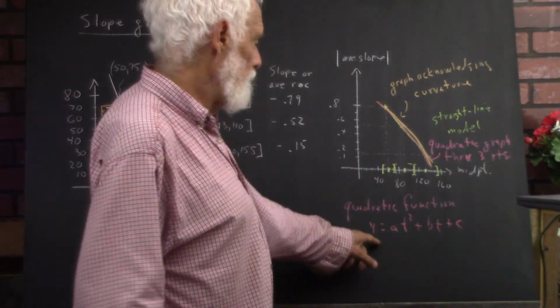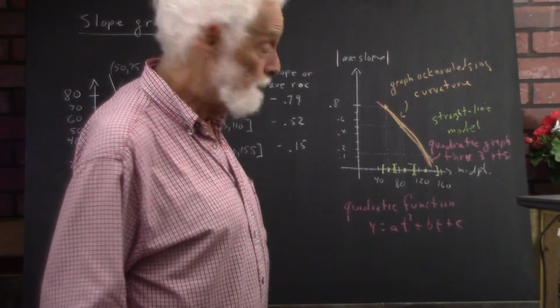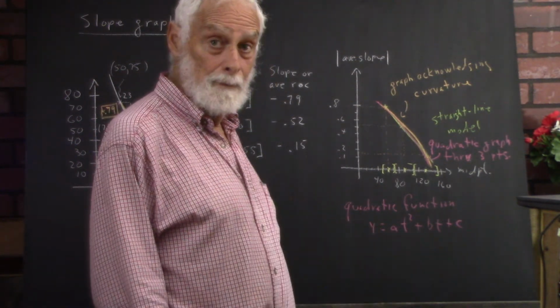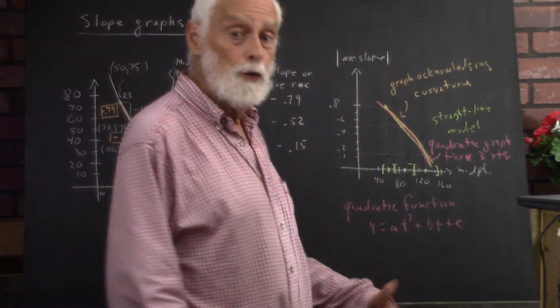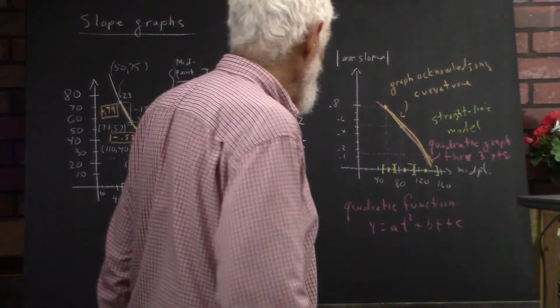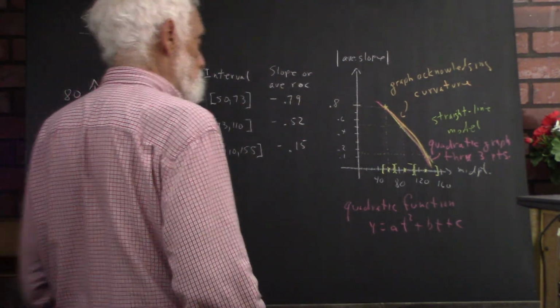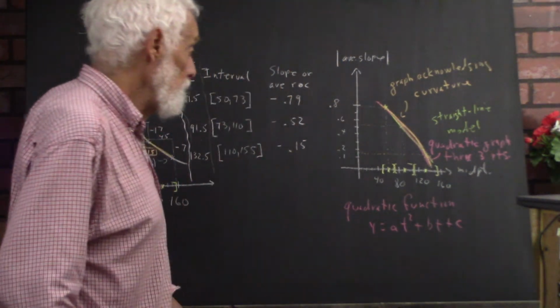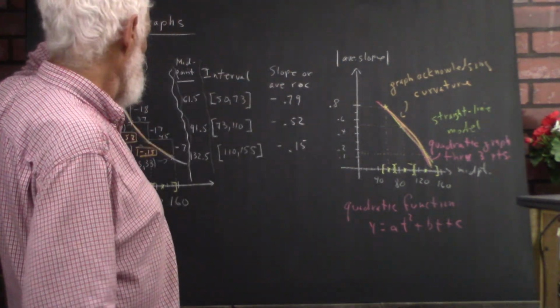So anyhow, quadratic function has this form. It has three parameters, A, B, and C. If you know the numbers A, B, and C, then you know what the model is. You know what the function is. Okay, well, I'm not going to go into that now. I'll go into that in a separate video, but there's some main ideas.